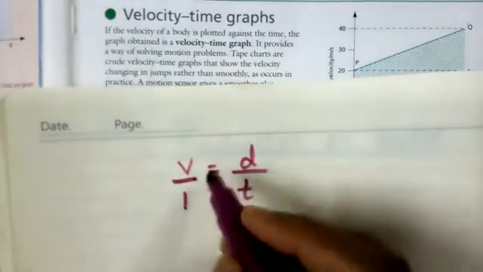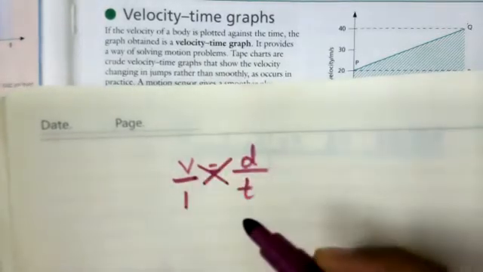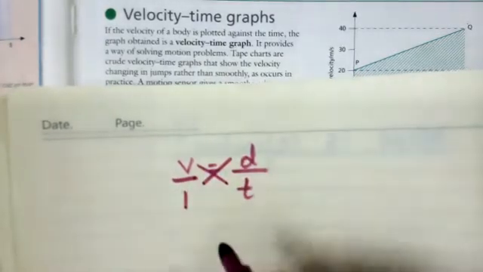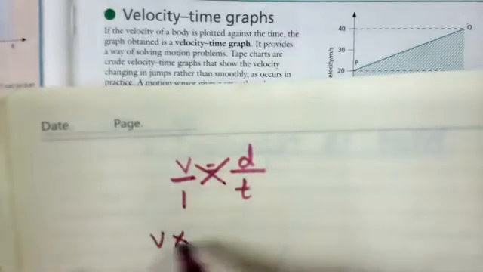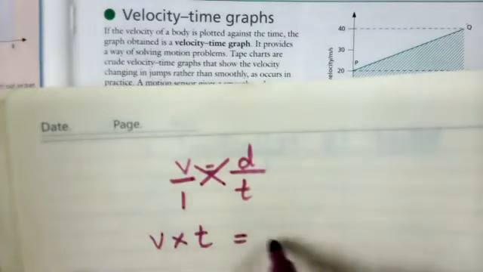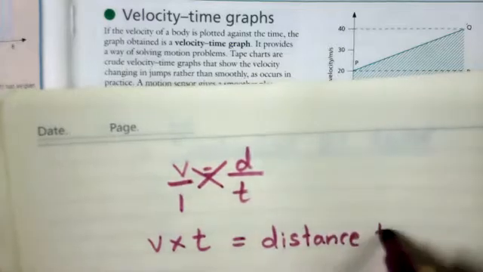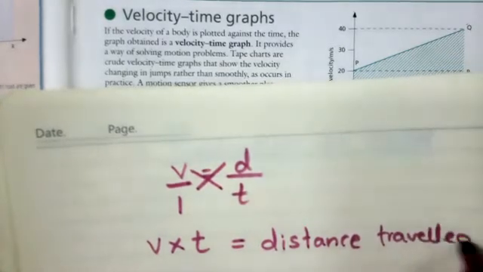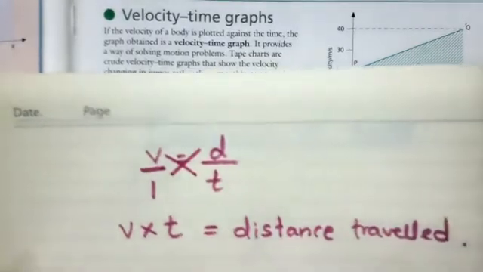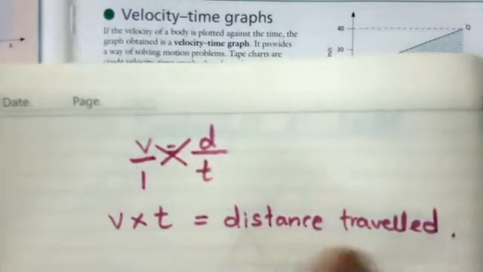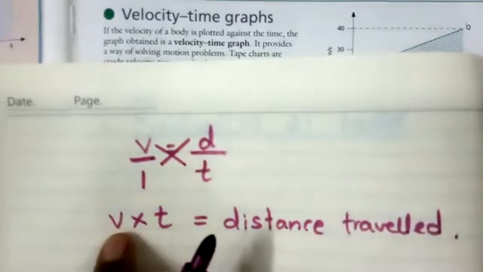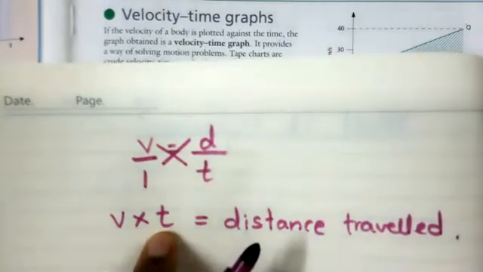So if we rearrange this equation, we can also say that the product of velocity and time will give us distance traveled. Is that right? Yes, miss. So if you want to find out the distance traveled, another way of finding out is multiplying velocity with time.